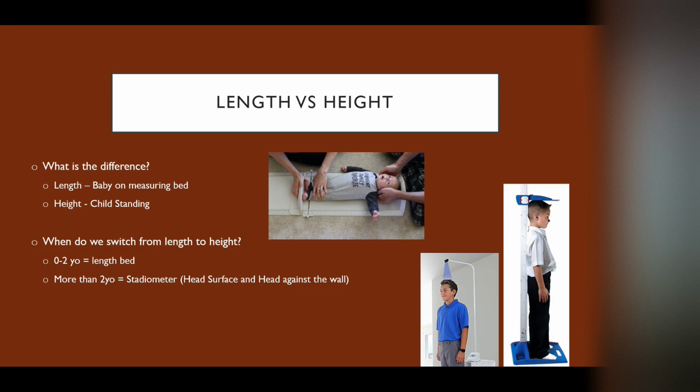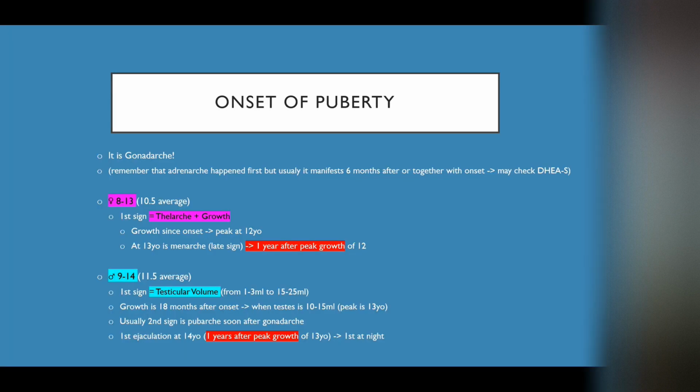There is a new machine which is laser based. You just tell him to stand there. But the problem with this is that we cannot make him stand straight or put the head against the wall, because the machine needs to have a bit of length. So that's why we prefer the stadiometer, the classic one. Okay, that's your height and length.